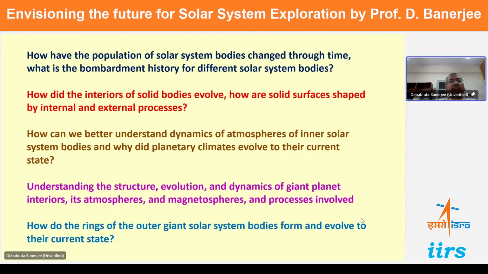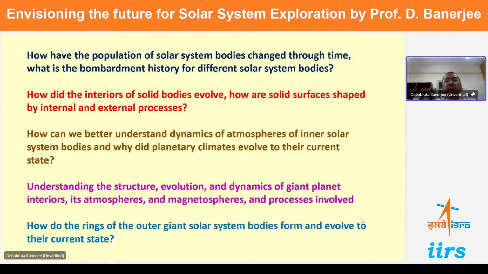And the last two slides are on very important broad questions which need to be answered through future missions. How has the population of solar system bodies changed through time? What is the irradiation history for different solar system bodies? So in the initial part of the solar system, for example, for the moon, there have been many impacts. Okay, it has been bombarded, and you can see that on the lunar surface because there's no weathering there. There's no water or wind, right?